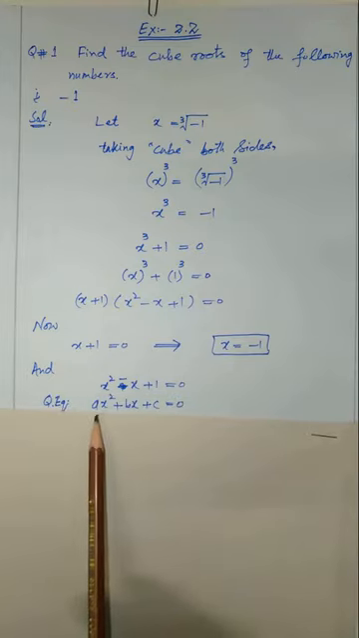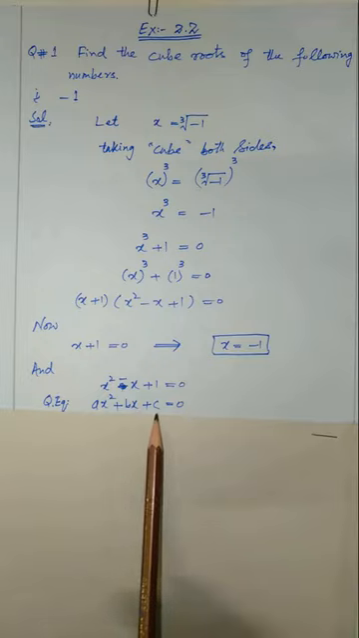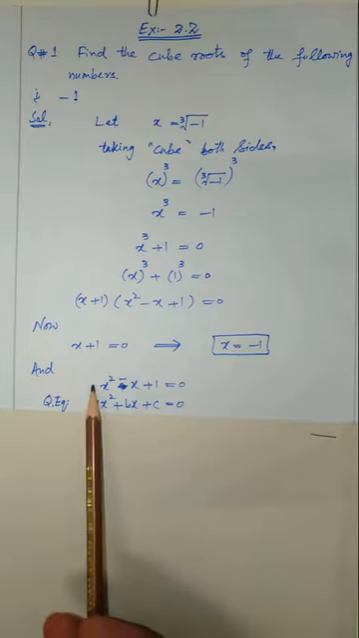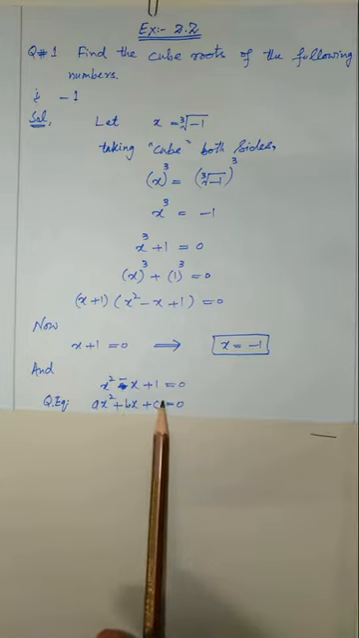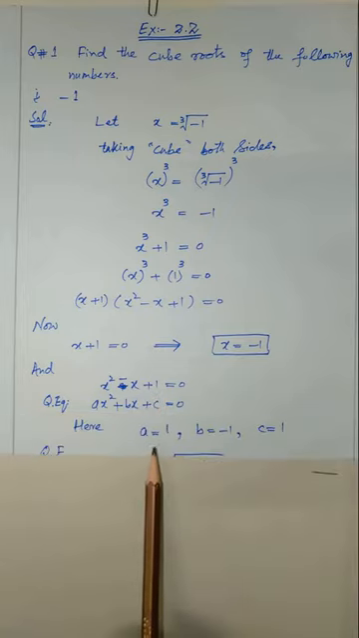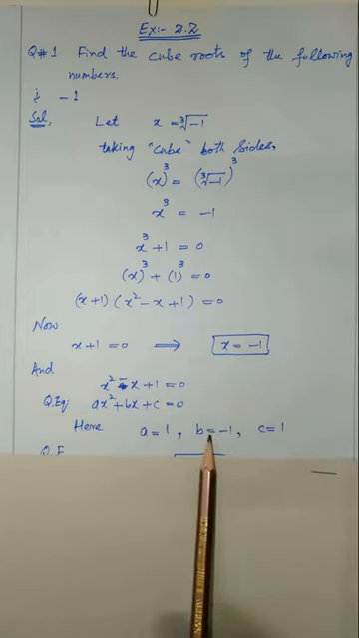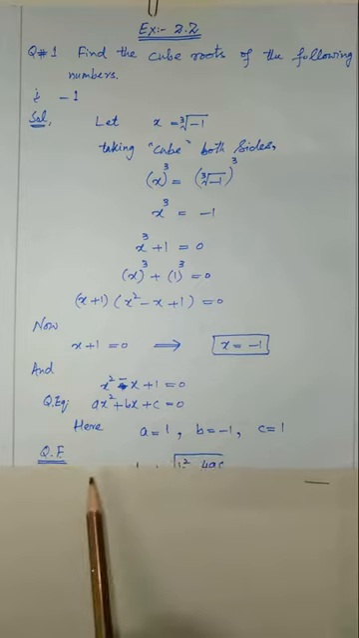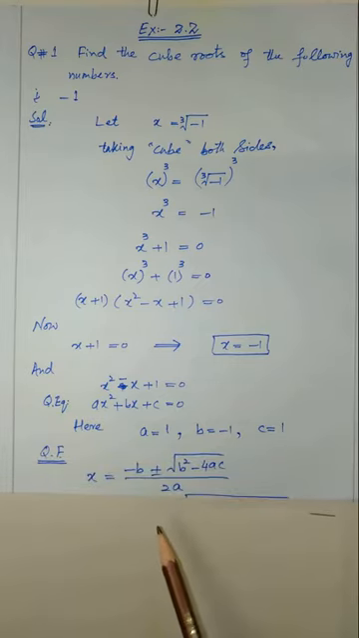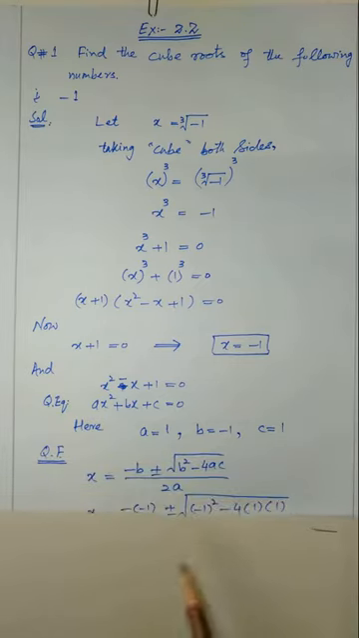Quadratic equation is ax square plus bx plus c is equal to 0. So a is equal to 1, b is equal to minus 1, and c is equal to plus 1. This is the quadratic formula, putting the value of small a, b, c like this.